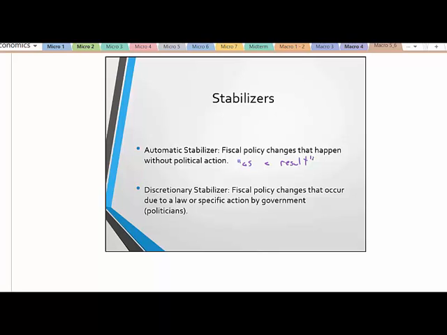Discretionary stabilizers are going to be when there's a specific action that Congress has taken or government has taken in terms of a policy change. Recently, there's been a complete overhaul of our tax structure and our tax rates, modeled as tax cuts by some people. That might be an example of a discretionary stabilizer. Also, any changes to spending bills, which we've recently passed, might be examples of discretionary stabilizers.